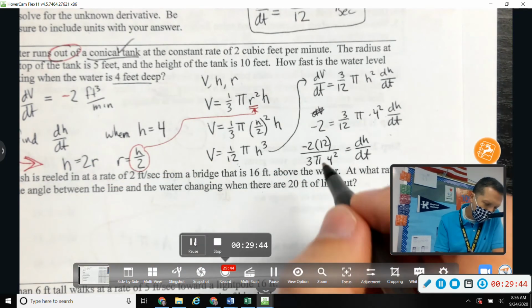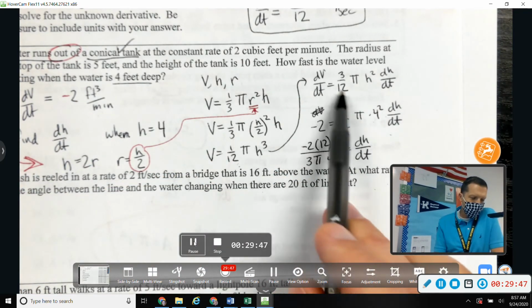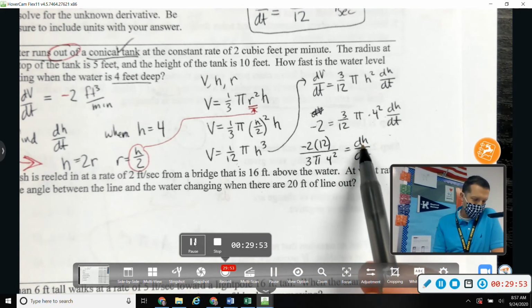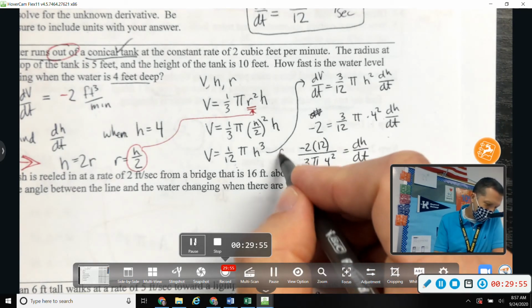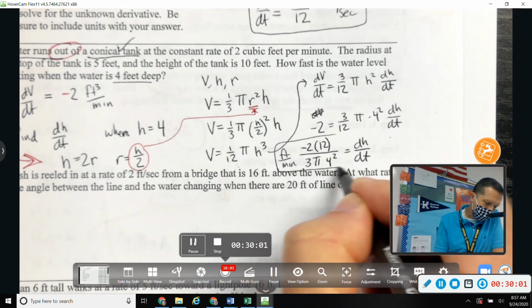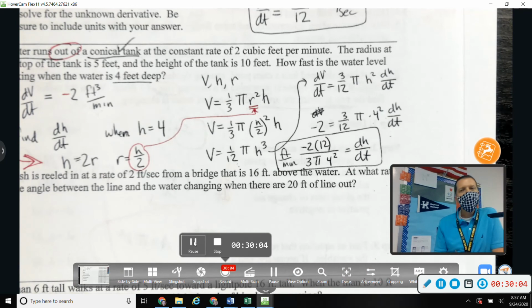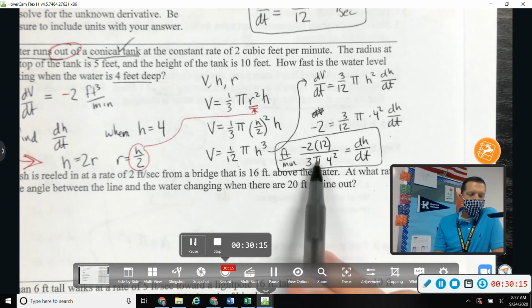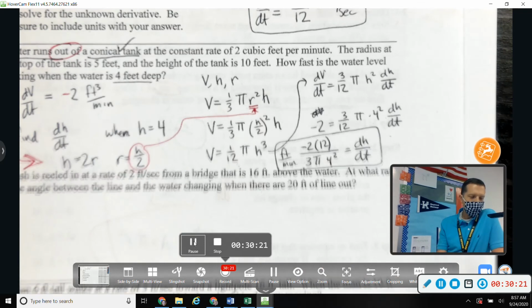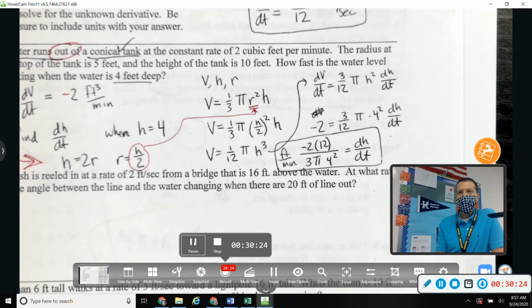It did say to include units, so I could do units by looking at the problem, or I could do units by looking at dh dt. dh dt is a lot easier to look at. H is in feet. T is in minutes, so feet per minute. Questions on that one? Obviously, when you look this up in CalcChat or the back of the book or whatever, it's going to have this simplified to whatever it simplifies to, but we don't have to do that.